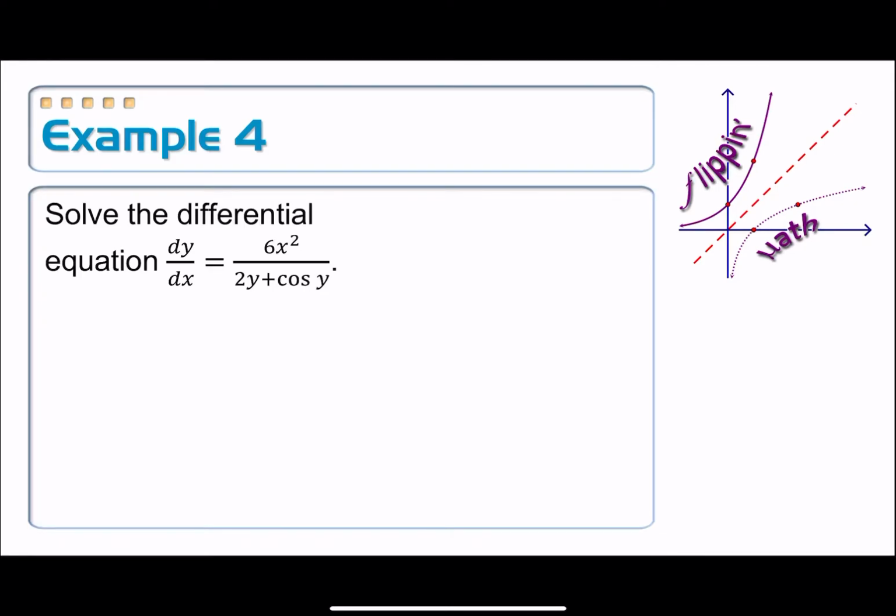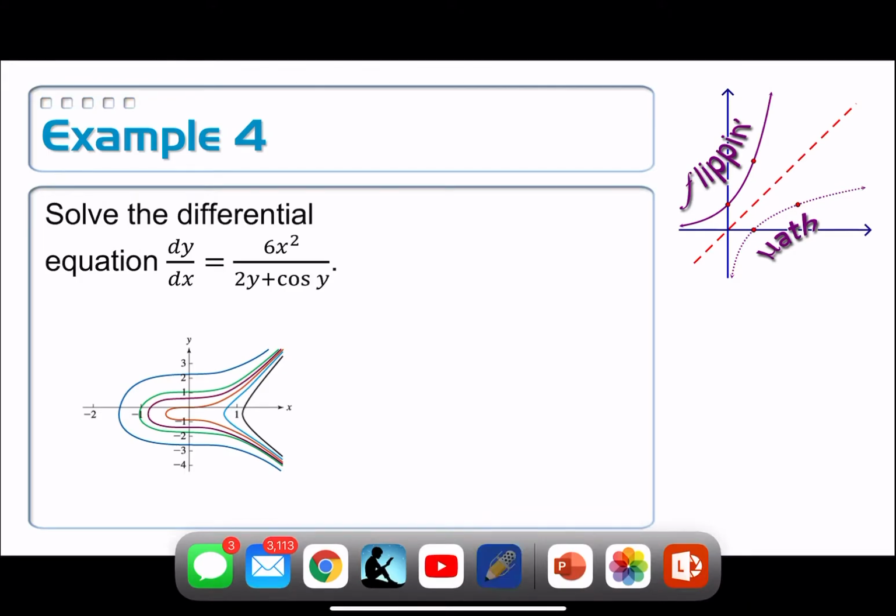In this next example, example 4, solve the differential equation dy/dx is equal to 6x squared over 2y plus cosine of y. Before we do, though, here is a preview of what this should look like. Well, of course. All right, that's a whole bunch of different solution curves depending on the value of our initial condition, as we'll see.